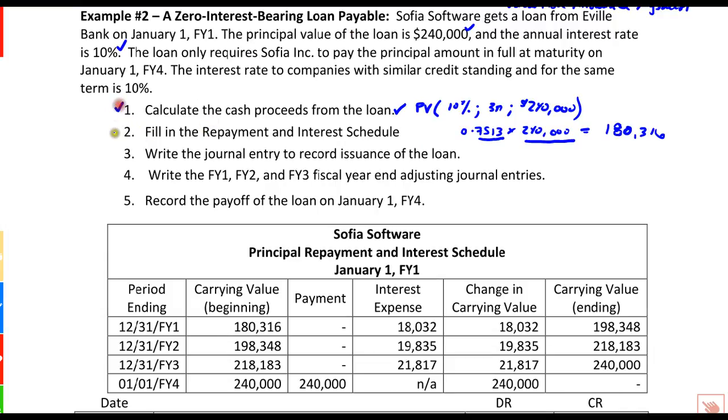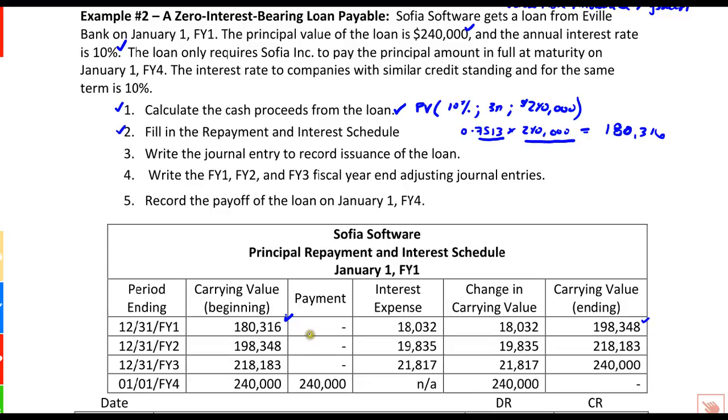And it says to fill in this repayment and interest schedule. This schedule is a little bit different than most because, just to try to be more clear, it has the carrying value at the beginning and the carrying value at the end in one row. Typically a 12/31 journal entry or schedule will only have the ending value, but just so we can see where we're going.